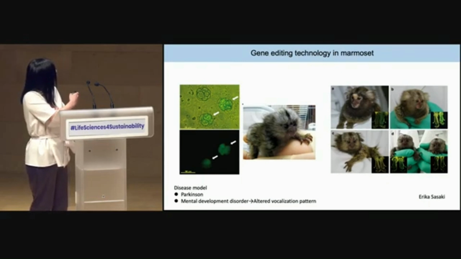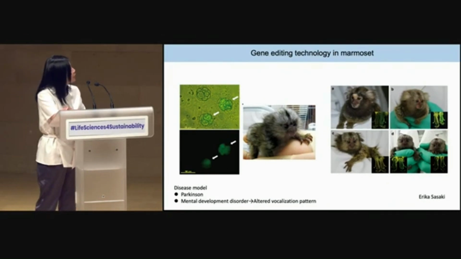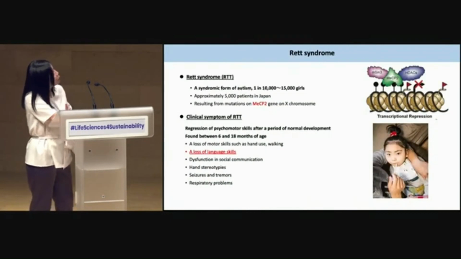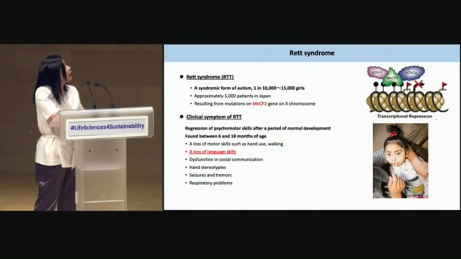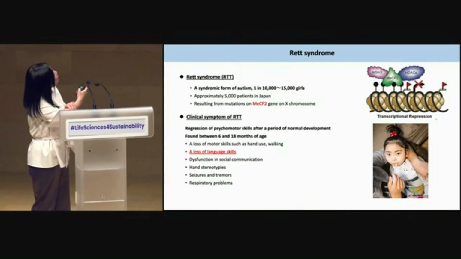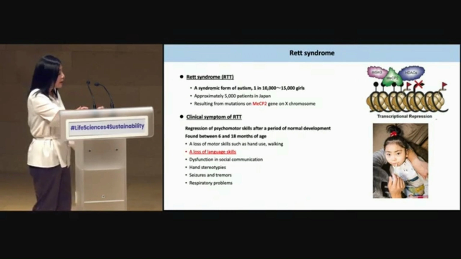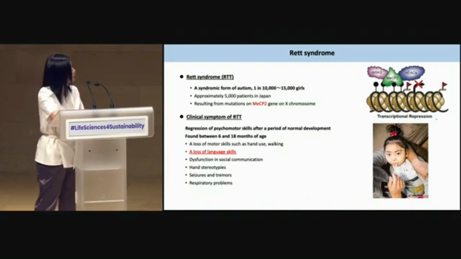And one of these developmental disorders actually has an altered vocalization pattern, which I'm going to show you. One of the mutant lines that we have right now is a Rett syndrome model. Rett syndrome is a disease that happens mainly in girls because the causative gene, MECP2, is on the X chromosome. When the MECP2 mutation happens, there are a lot of behavioral defects, like a very interesting motor defect, where they move their hands like this. But what is interesting for us is that they lose language ability.